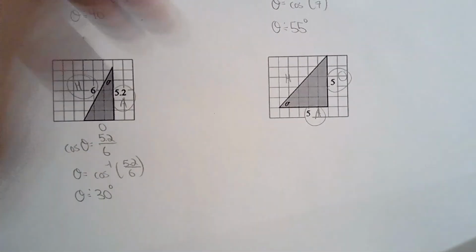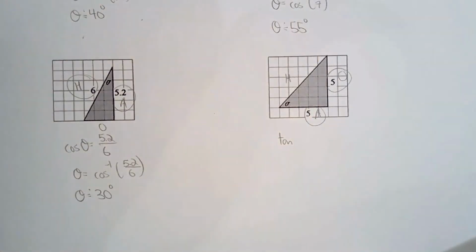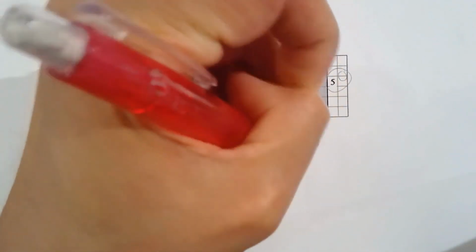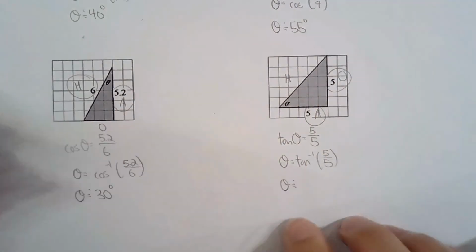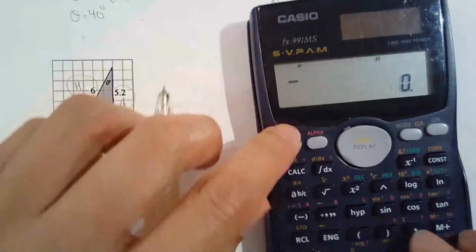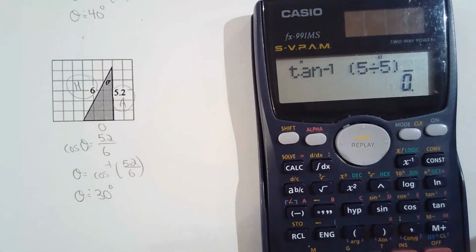But you know what? Let's say I forgot about that. I'm working with opposite and adjacent. So this time I'm going to tell the calculator I have a tan ratio of 5 over 5. Inverse tan of 5 over 5. What is the angle, Mr. Calculator? And it's not approximate, it's perfect. 45 degrees, like I expected.